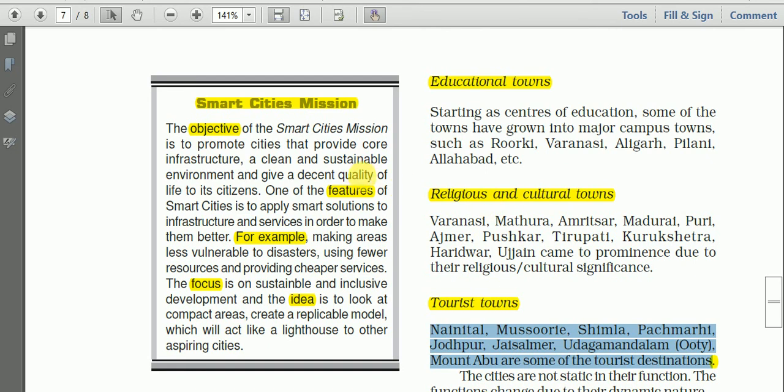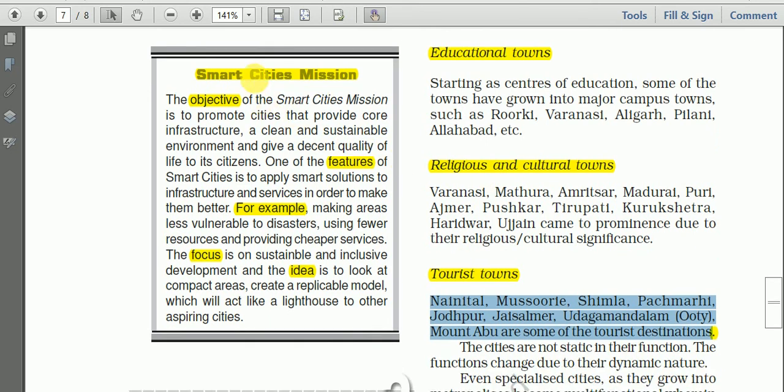And see here in this box, this is a new edition. In the old textbook you will not find the smart cities mission. So what do you mean by this smart cities mission? This smart cities mission is an urban renewal and retrofitting program by the government of India with a mission to develop smart cities across the country, making them citizen friendly and sustainable.